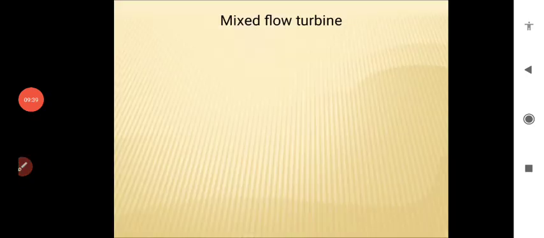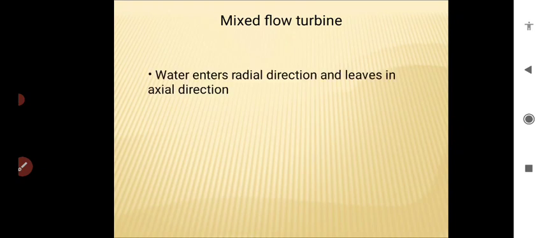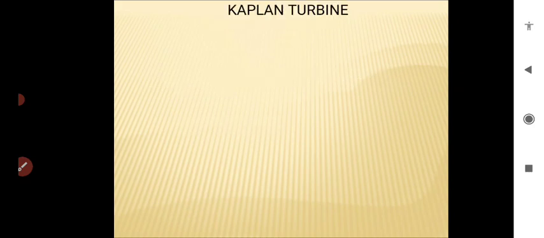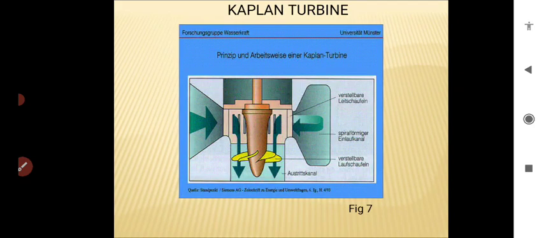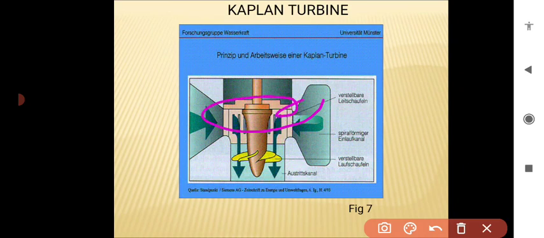Now, mixed flow turbine. Here water enters in the radial direction and leaves in the axial direction. The example of a mixed flow turbine is the Kaplan turbine. This is the Kaplan turbine. Observe here: the water enters radially like this and leaves axially, parallel to the shaft of the runner. So this is a mixed flow turbine.